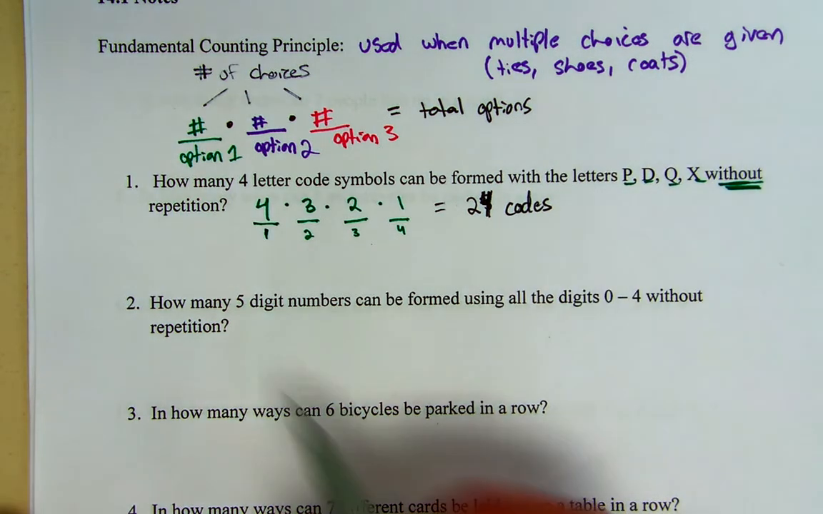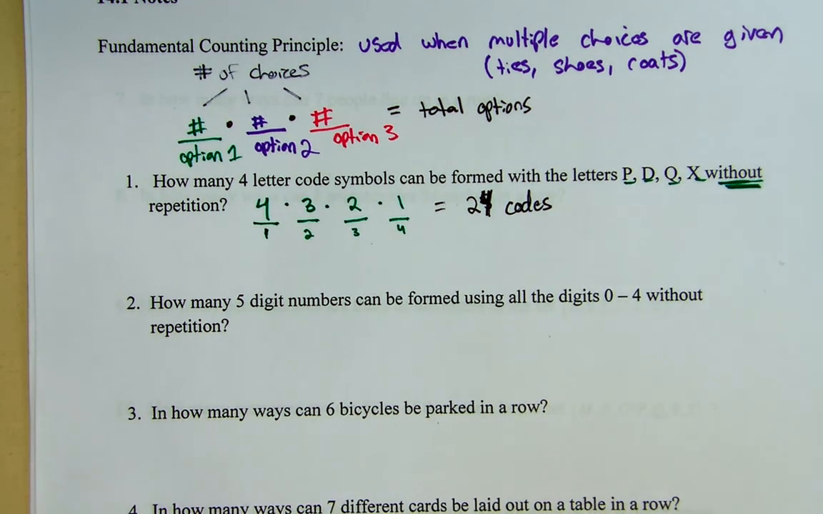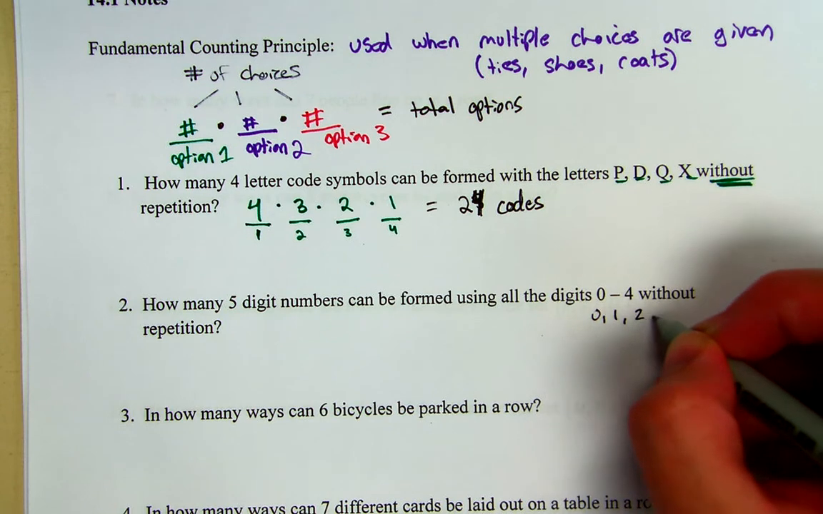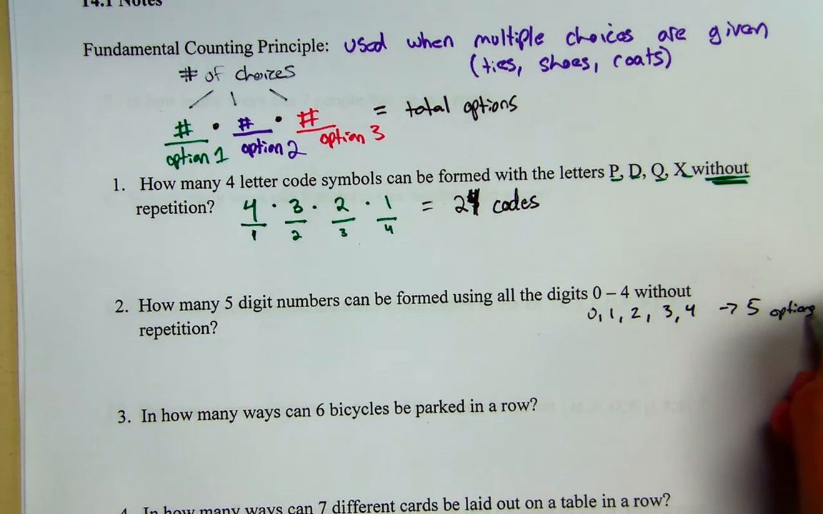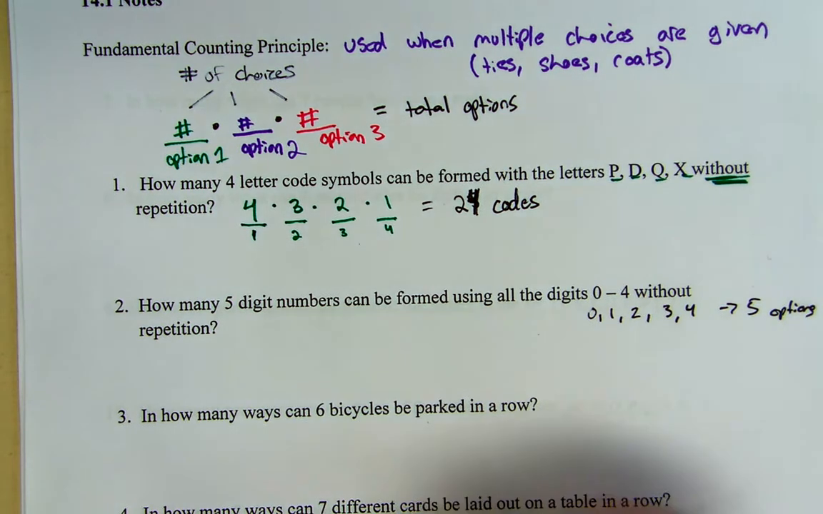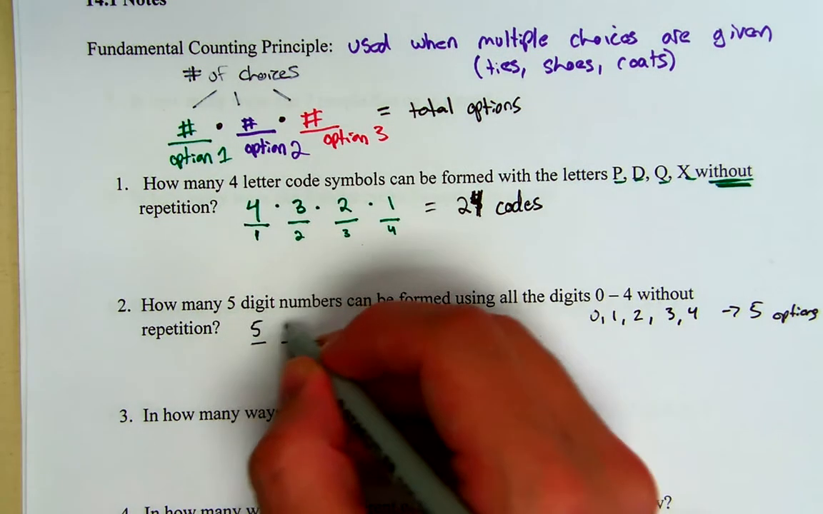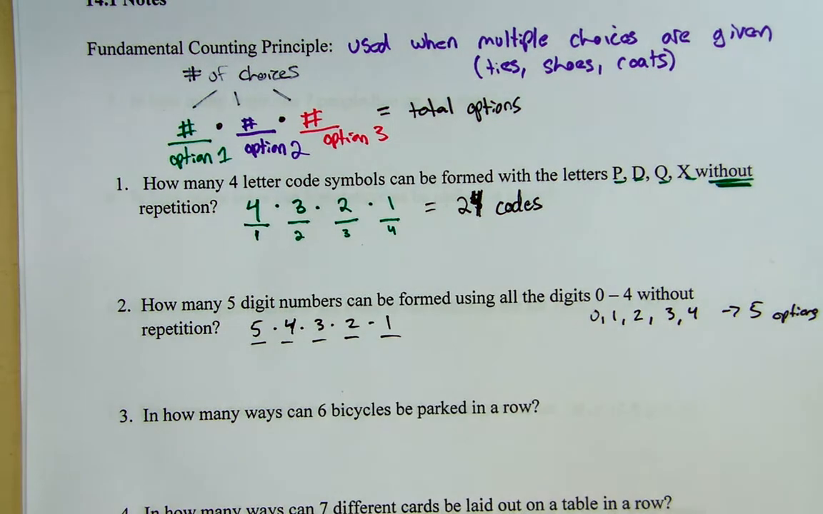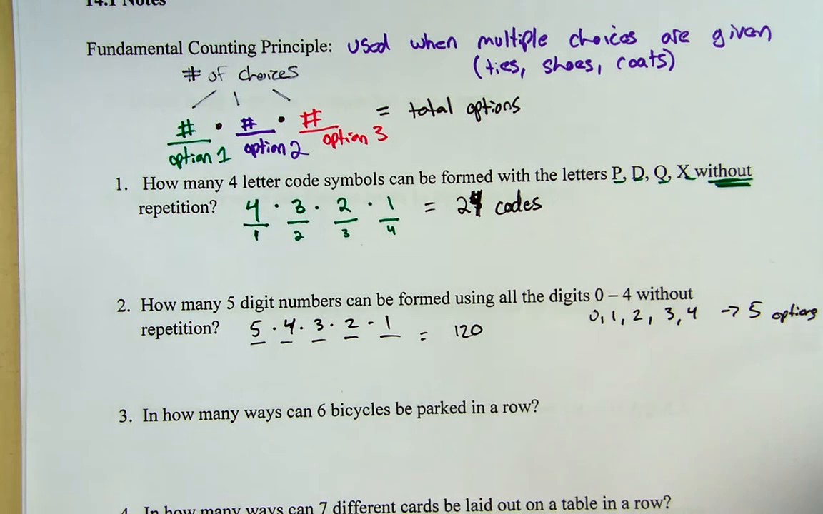So kind of the same thing here. How many 6-digit numbers can be formed using all digits 0 through 4 without repetition? Well, 0 through 4 is misleading because it's 0, 1, 2, 3, 4, so there's actually 5 options. Alright, without repetition, again, make your slots 1, 2, 3, 4, 5. You should probably realize it's just 5 times 4 times 3 times 2 times 1, which gives us 120 options.